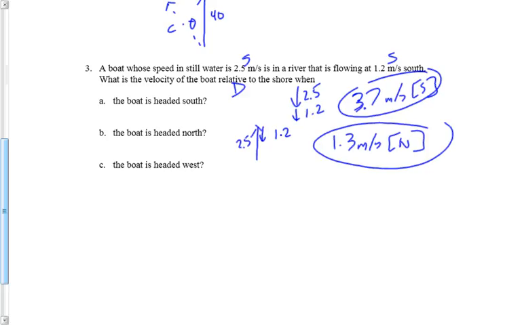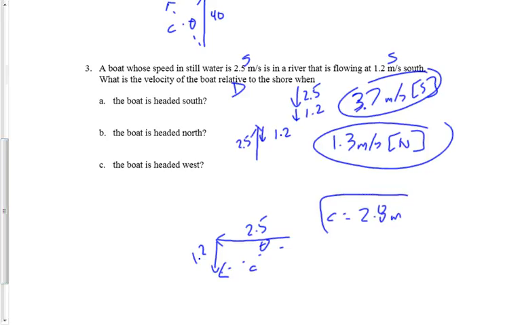And C is the only one that we have to do 2 dimensions with. We have the boat heading 2.5 to the west. We have a river going 1.2 to the south. And then the resultant vector is the dotted line, where we actually go, or the velocity relative to the shore. What's C there? Square root of 1.2 squared plus 2.5 squared. 2.8, thank you, Zach. And meters per second, right? 2.8 meters per second, because it's a velocity problem.